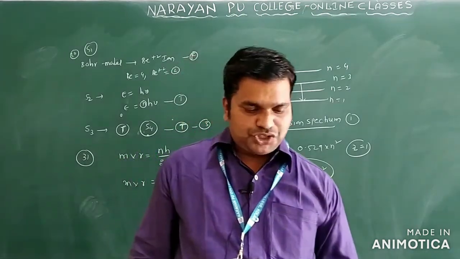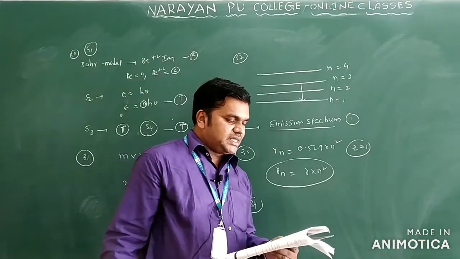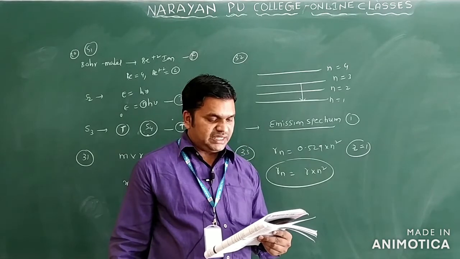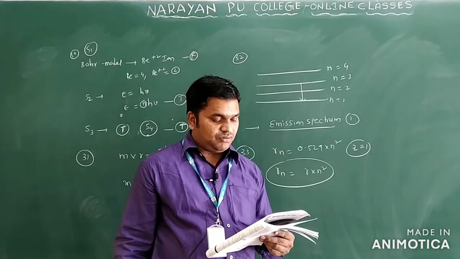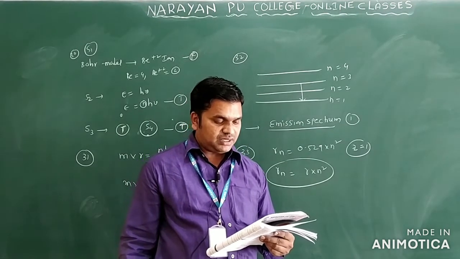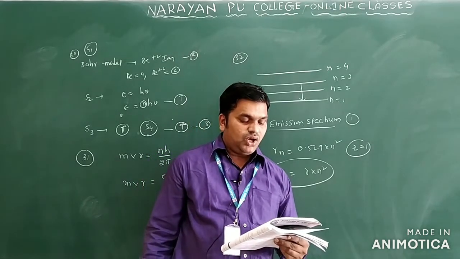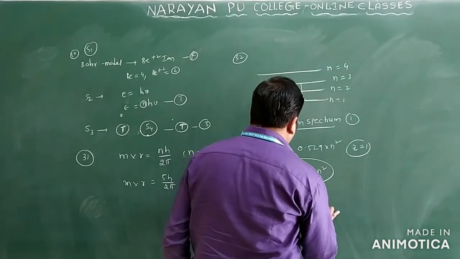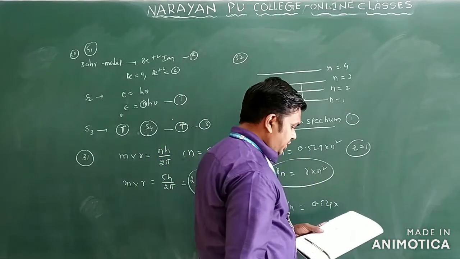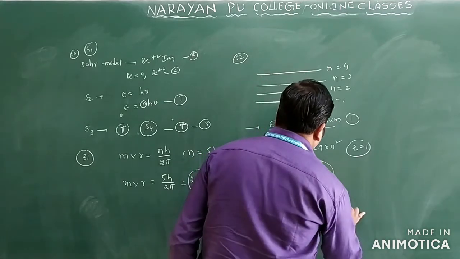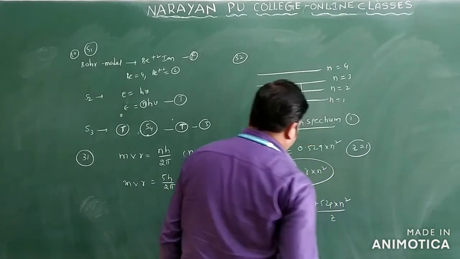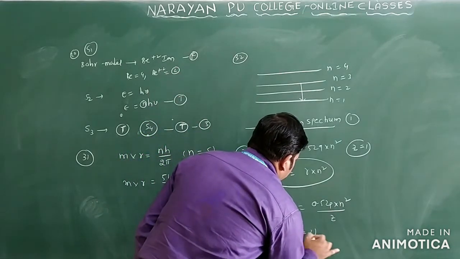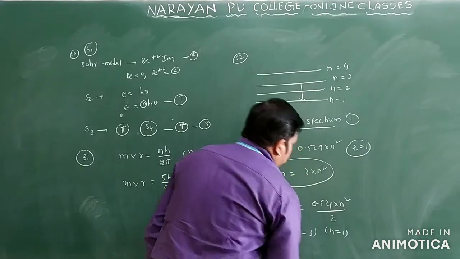This is the formula, but we are taking r as already given, that is r n square only. Now we'll see question number 34. The radius of the hydrogen atom in the ground state is 0.53 angstrom units. The radius of Li plus 2 in the ground state is how much? They are asking for that. So we can write the formula Rn is equal to 0.529 into n square by Z. Here Z is already given, the atomic number is 3, so n is equal to 1.